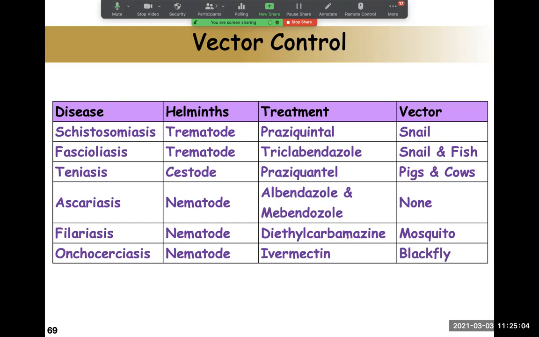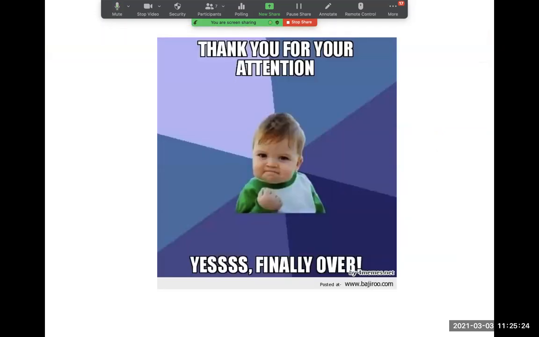And then filariasis, the mosquito is a major vector. And then onchocerciasis is a huge problem that causes blindness, and that is due to the black fly that lives on the river. It's called river blindness because the black fly is found along the riverside.